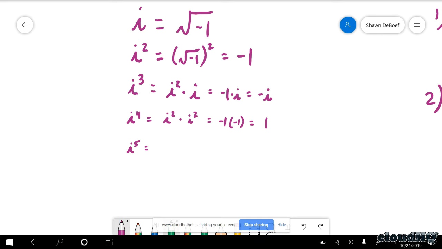So I to the fifth can be broken down into I to the fourth times I. I to the fourth we know is just 1, so it becomes 1 times I, which is just I.